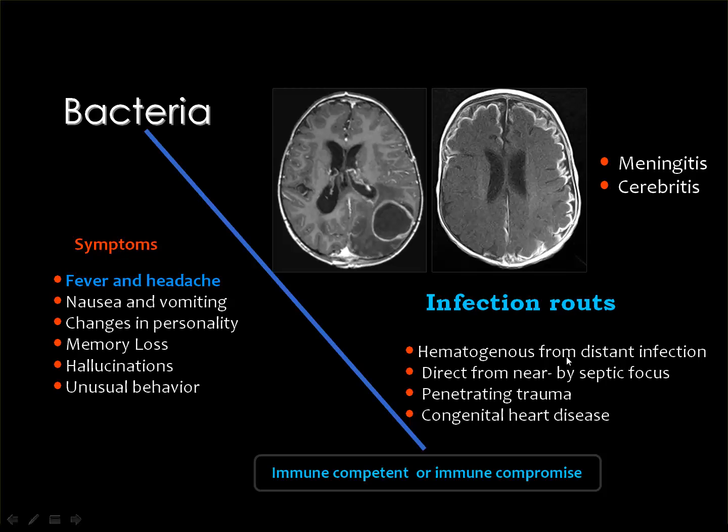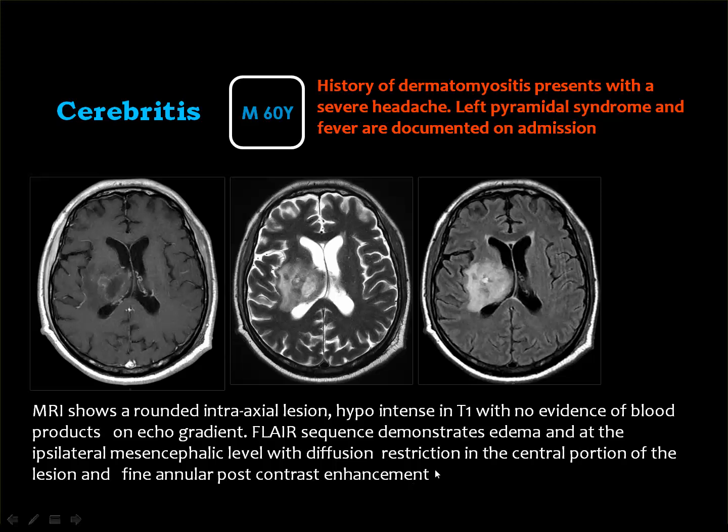The bacteria may reach the brain through the hematogenous route, through the direct route from nearby sepsis, from trauma, or embolic from congenital heart disease. Bacterial infection is seen in immune competent or immune compromised patients, but viral and fungal infections are usually seen in immune compromised patients. The very early affection of the brain parenchyma will result in what is known as cerebritis. And this cerebritis by time will proceed to liquefaction and abscess formation.